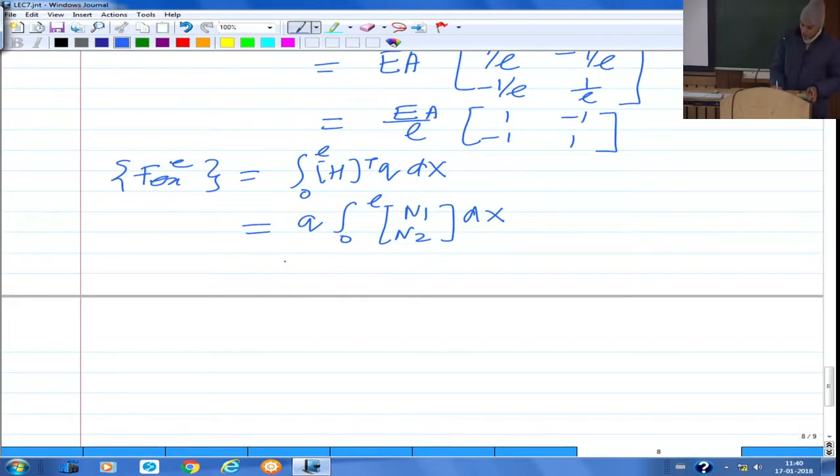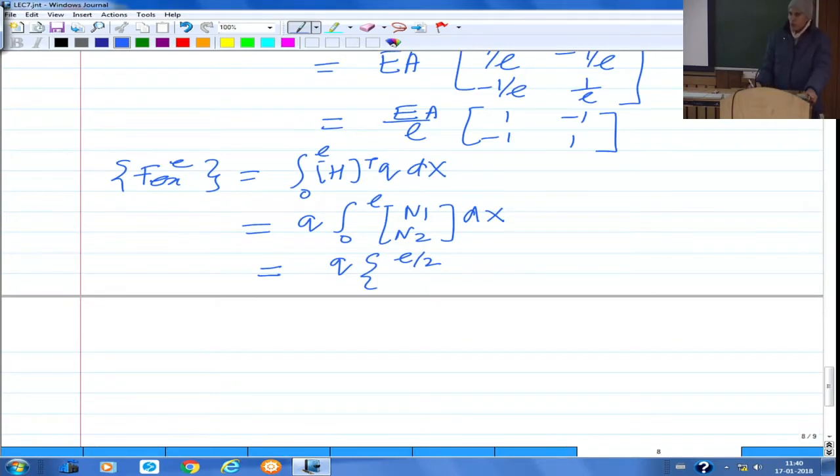N1 is 1 minus x by L and N2 is x by L. If you do their integration, finally what you will get is Q into this, which I am writing as a vector. The integral of N1, which is 1 minus x by L, you will find turns out to be L by 2.